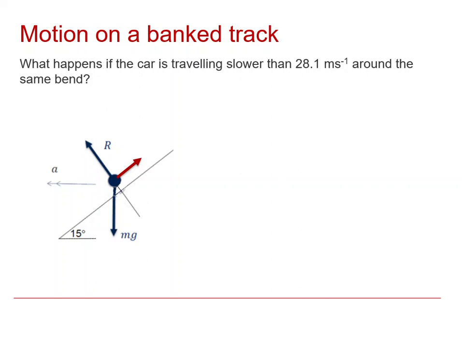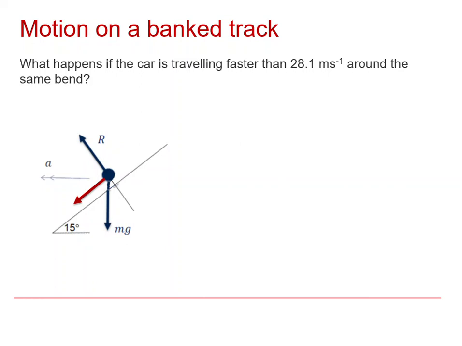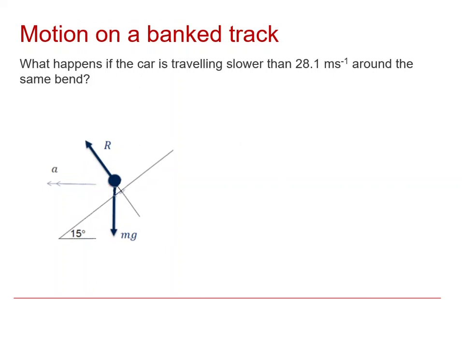Now, looking at those two together, if we go to the previous slide, that tells us that if it's going faster, there's a tendency to slide up, which friction has to stop. And if it's going slower, there's a tendency to slide downwards, which friction has to stop. So that corresponds to intuition.